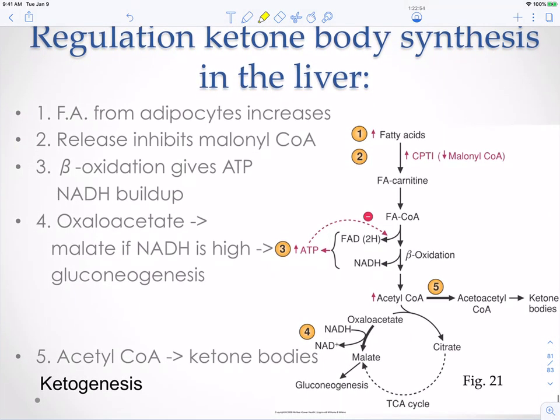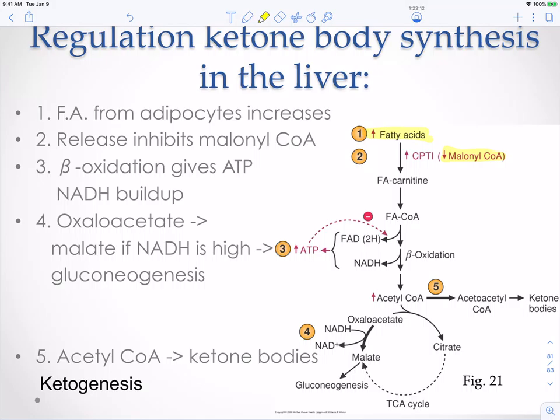So regulation of ketone bodies. Again, you have your fatty acids from your adipocytes increase. You're not in a fed state, you're in a fasting state. You're going to inhibit malonyl-CoA, so you're not going to be building fatty acids, so you have a decrease of malonyl-CoA.